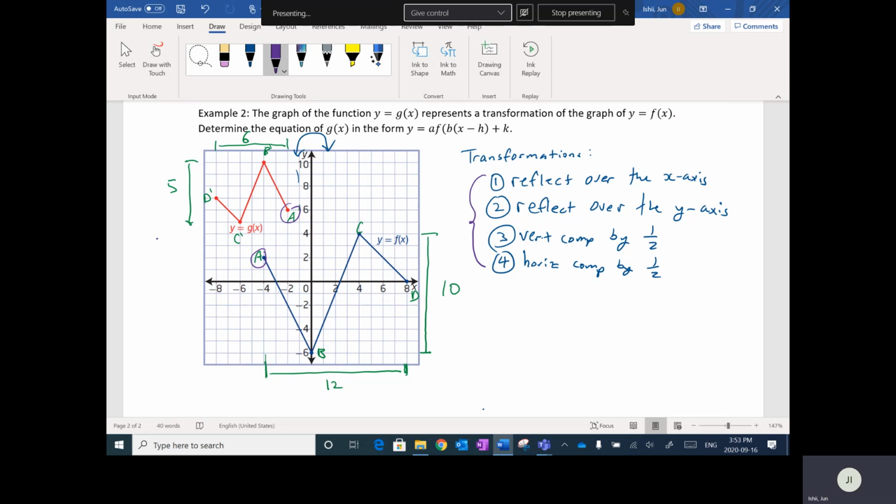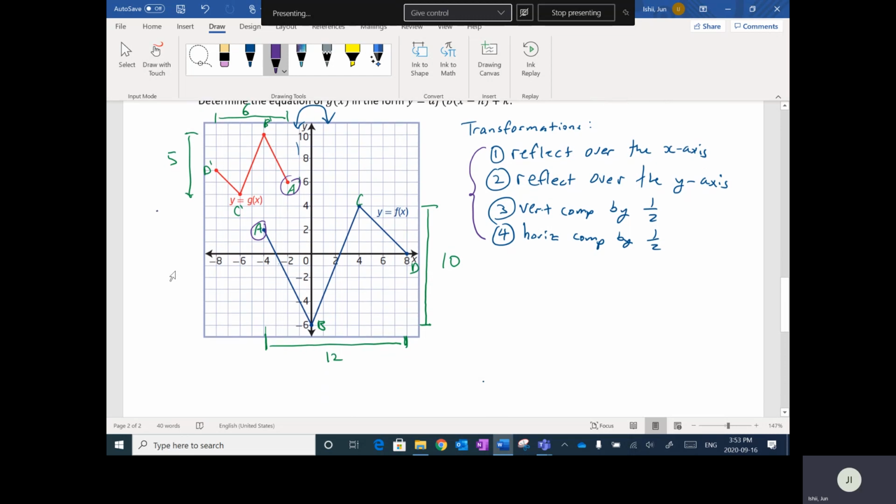So to figure out what the shifts are, we actually need to take a point on the original function and apply these transformations, and then figure out what that point is, and then count from there. I know, maybe a little bit confusing right now, but let's just try it. Let's just walk through it.